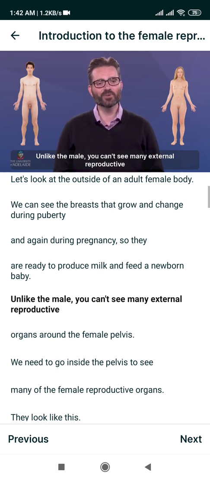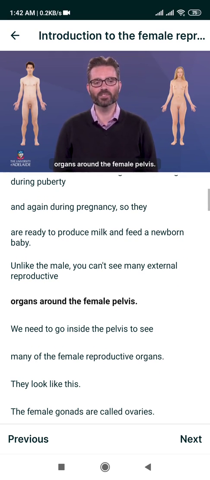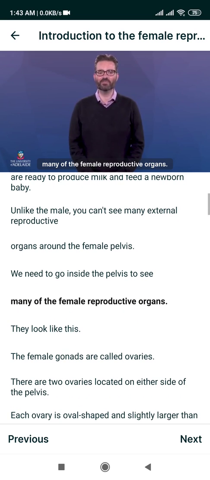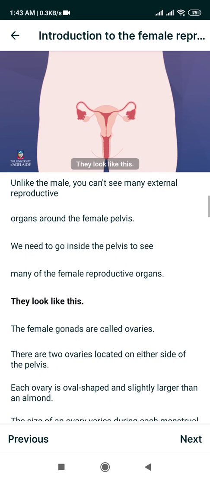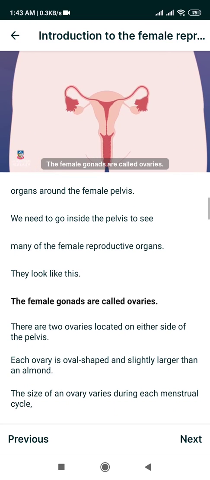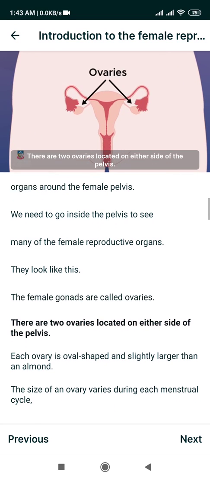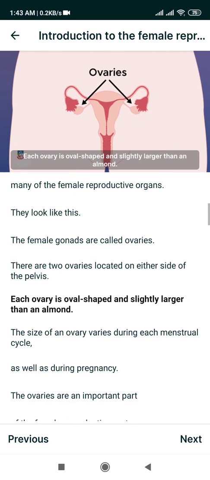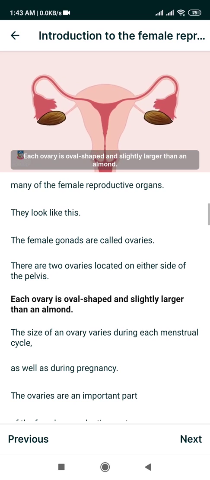Unlike the male, you can't see many external reproductive organs around the female pelvis. We need to go inside the pelvis to see many of the female reproductive organs. They look like this. The female gonads are called ovaries. There are 2 ovaries located on either side of the pelvis. Each ovary is oval-shaped and slightly larger than an almond.